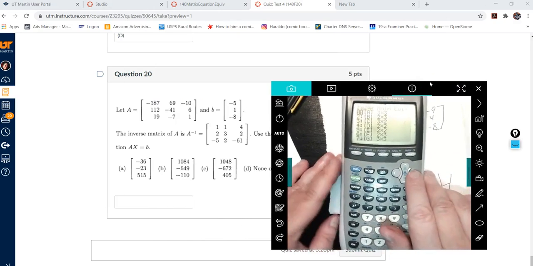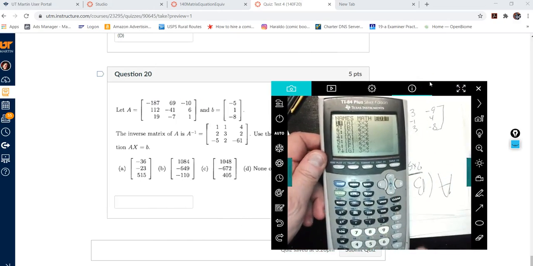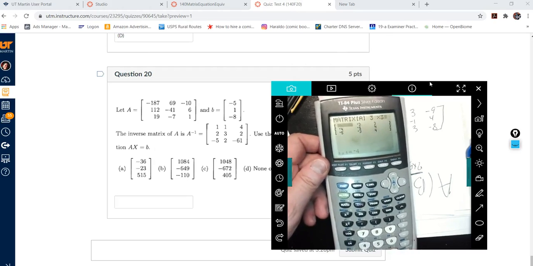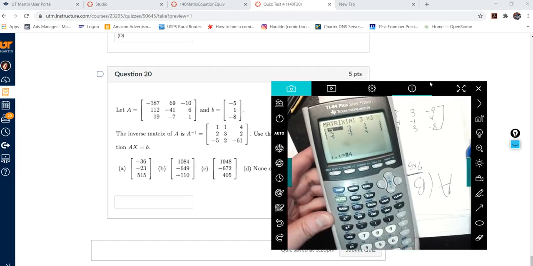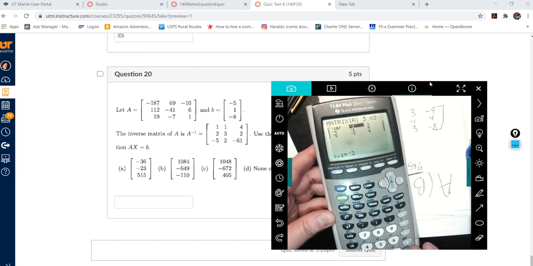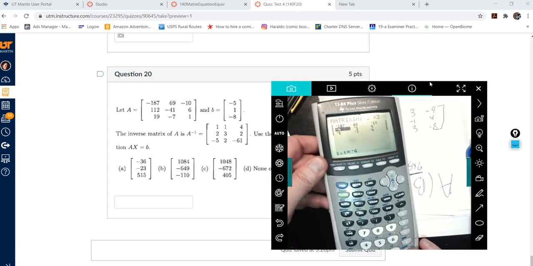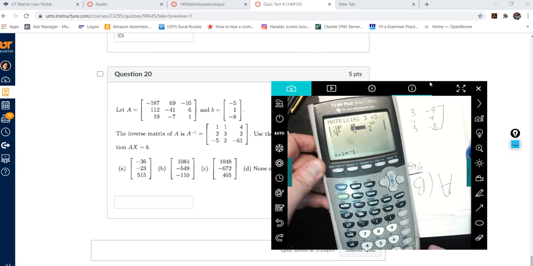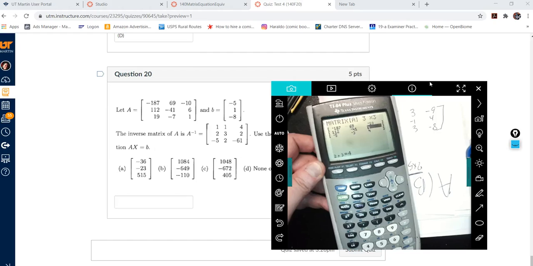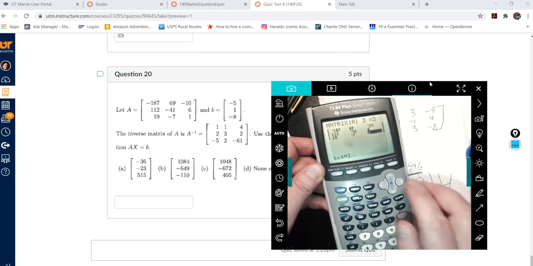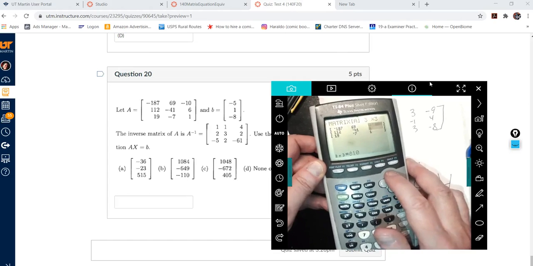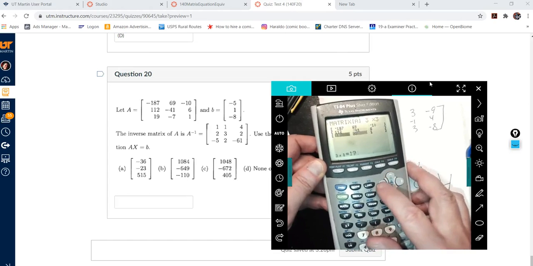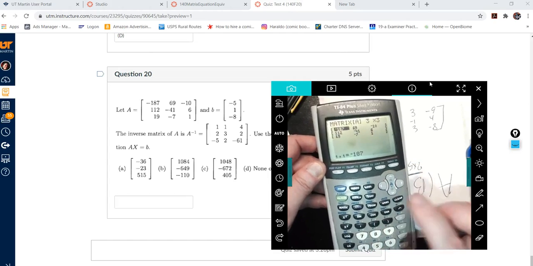Going to get into the matrix menu, and let's start with A. It's a 3 by 3, and I have to be very careful. I have negative 187, then 69, then negative 10, then 112, then negative 41, and then 6, then 19, then negative 7 and 1. I am going to definitely double check this before I do anything else. Okay, looking good.